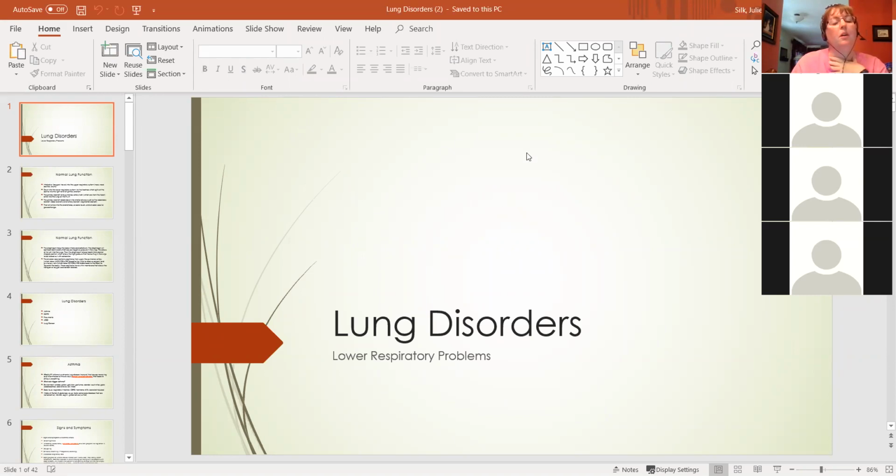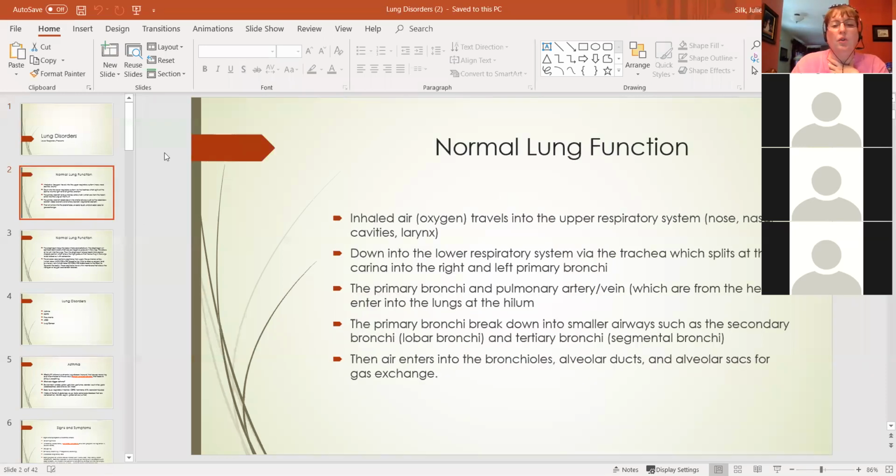Okay, good. All right, so we're going to start off with this lung disorders stuff here. There's literally 3 million things we could talk about in this respiratory stuff, so I'm going to try and condense it a little bit here. So first of all, this gets into a little bit about normal lung function.